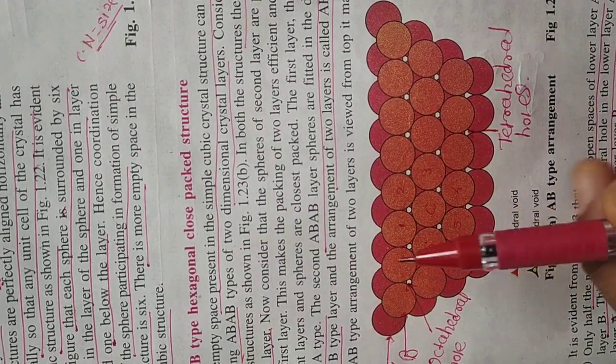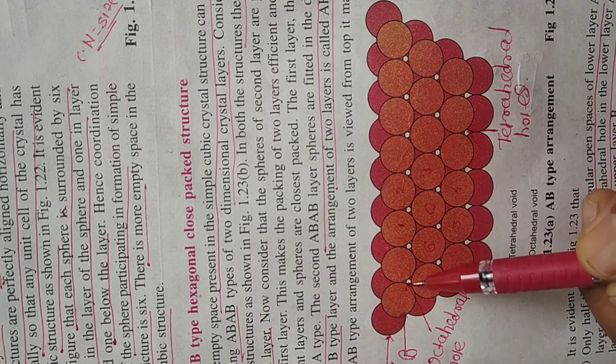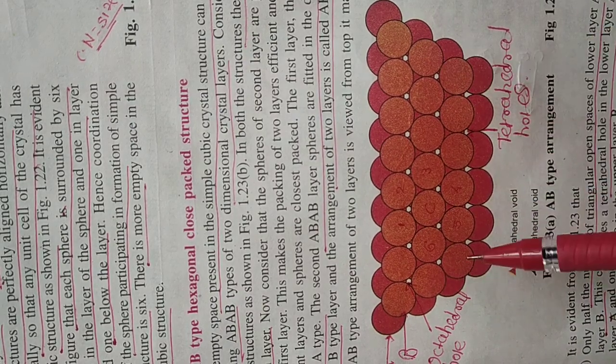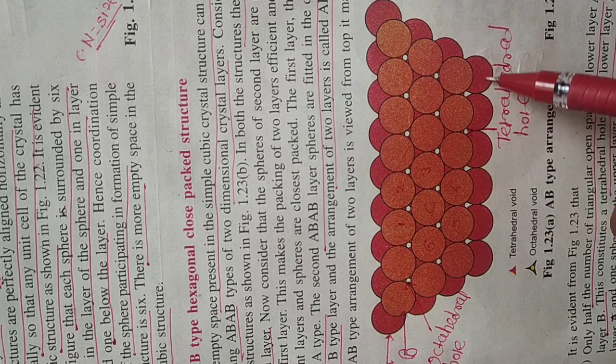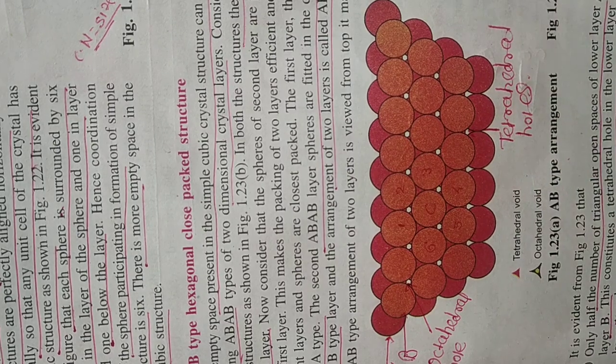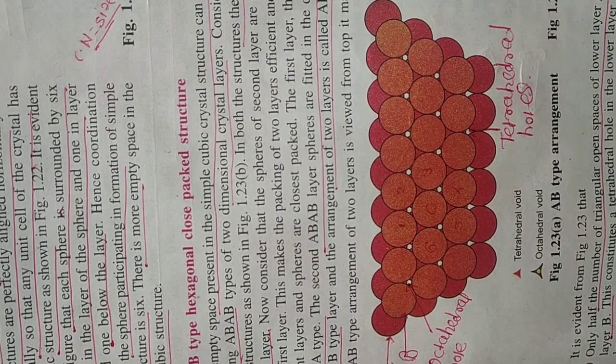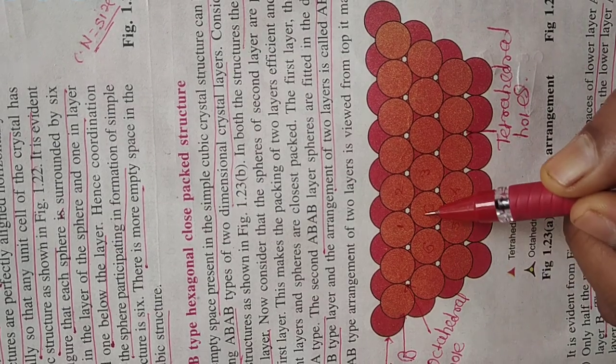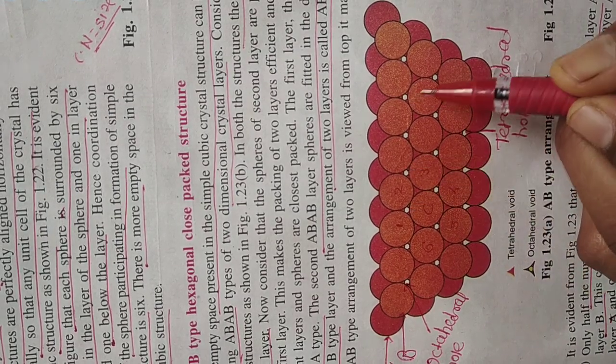Here there are two types of voids. Above, the voids are octahedral, and below, the voids are tetrahedral holes. Voids, or holes, mean there is an empty space between the atoms.